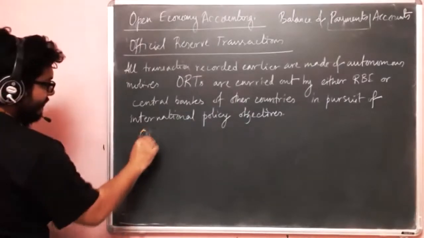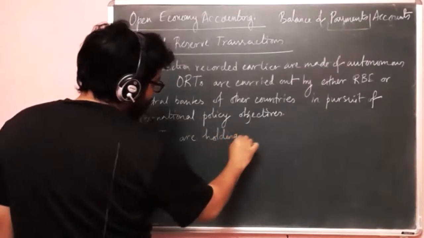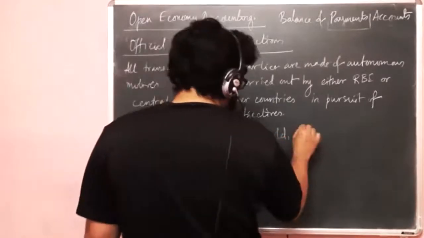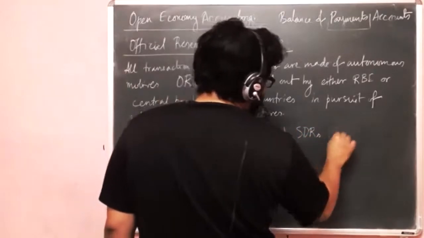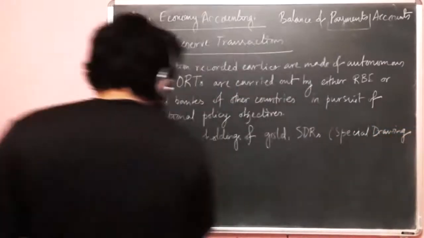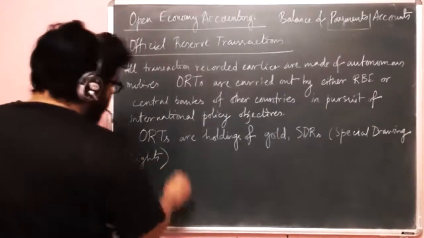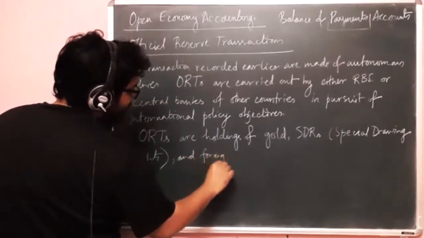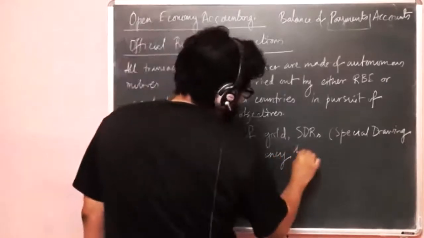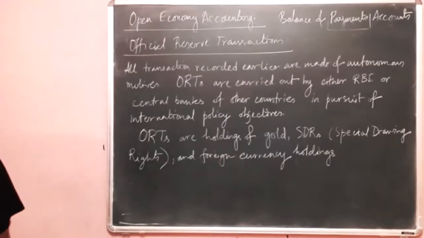So what is our holdings of gold? This, we all understand. Then SDRs. So what is SDR? Its full form is special drawing rights. As I said, if you want to know in detail what these are, then go and check the IMF website. And foreign currency holding, or sometimes, as we call it, forex.